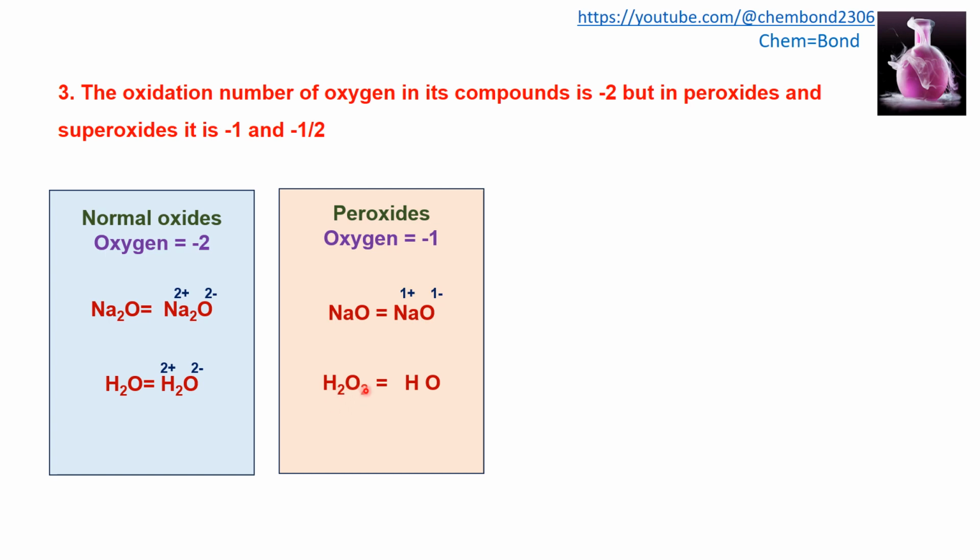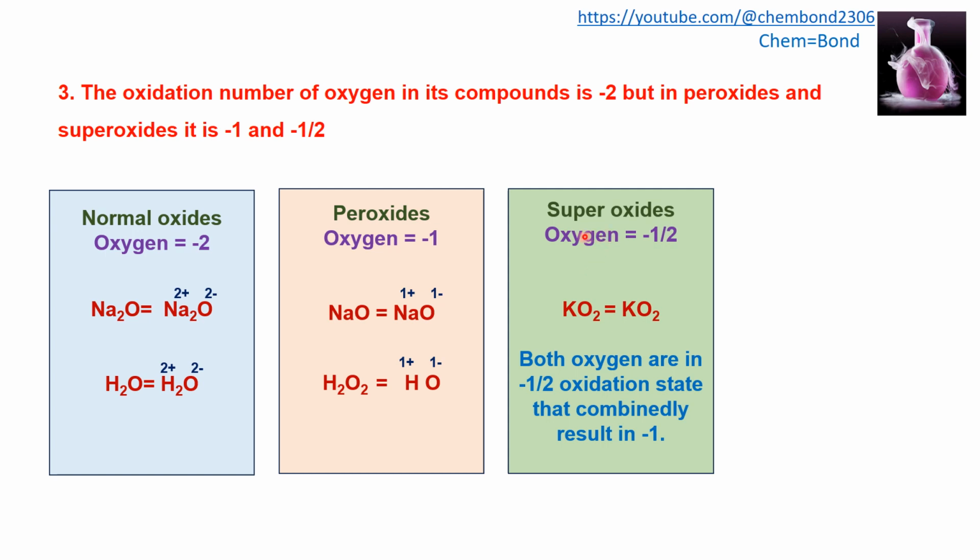In the case of hydrogen peroxide, first we simplify the formula. 2 and 2 cancel out, and we get HO. Now hydrogen has plus 1. In order to balance it, we put minus 1 over oxygen. So in hydrogen peroxide, oxygen has minus 1 oxidation number.